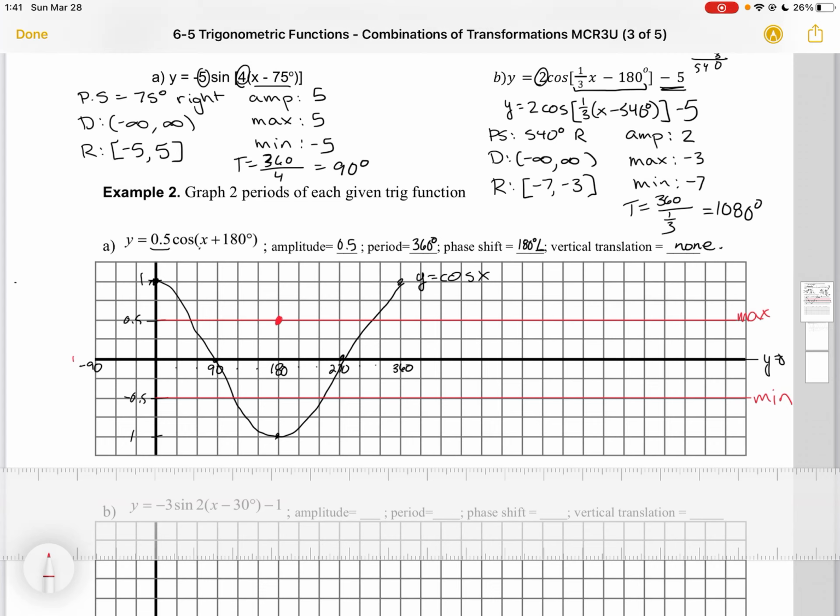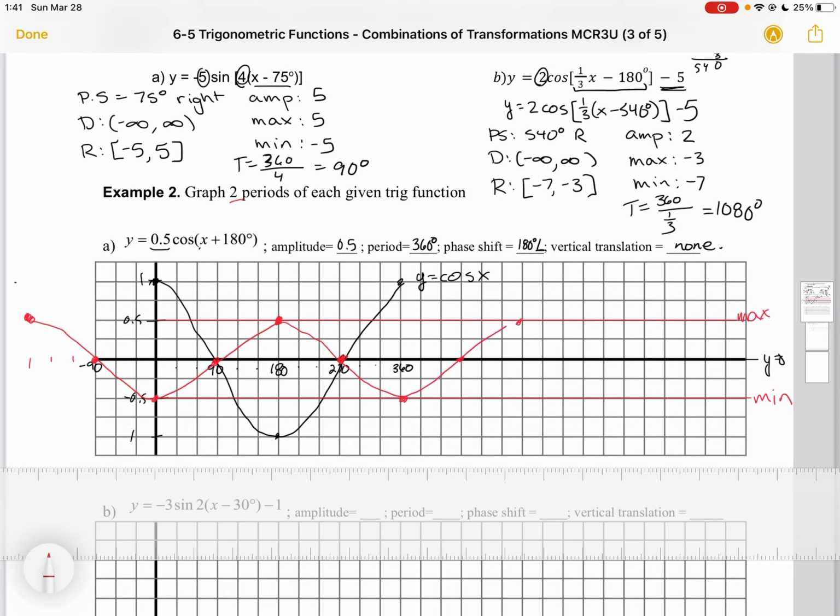So if I go, let's see, 1, 2, 3, I know I would finish up here, also at a maximum, down, here we go. I'd be right at that minimum now, starting at 0. And I'm going to connect those dots here. That is 1 cycle. The example is asking me to graph 2 periods, so I am just going to follow the pattern on the other side as well.